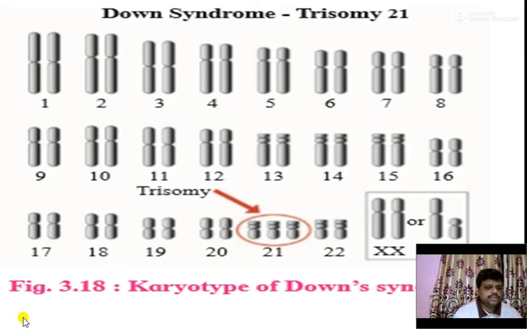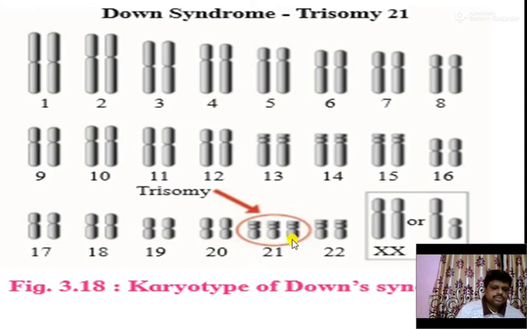Okay, so the syndrome is caused due to an extra copy of chromosome number 21. These offspring will have 47 chromosomes instead of 46. As I said earlier, there should have been 46 chromosomes here, but here there are 47 chromosomes. There is one extra copy here.